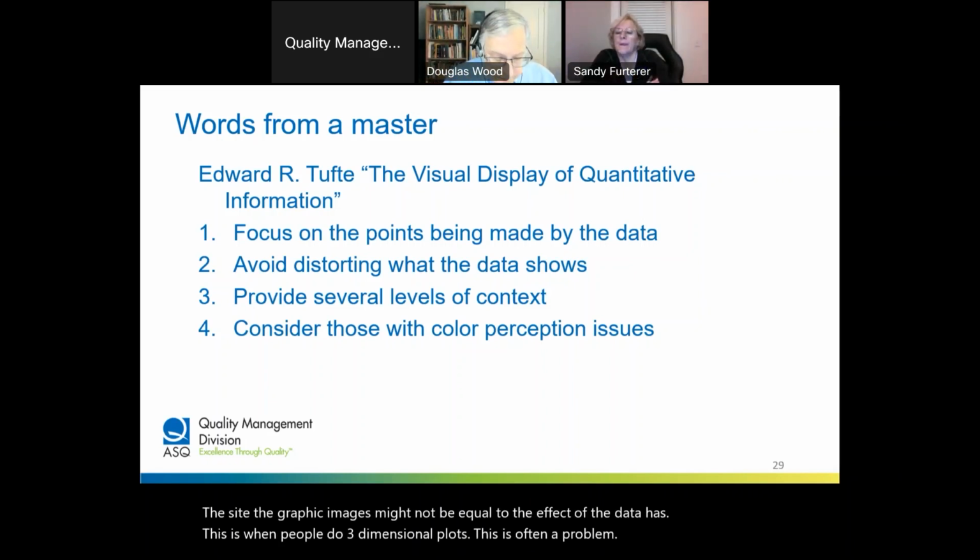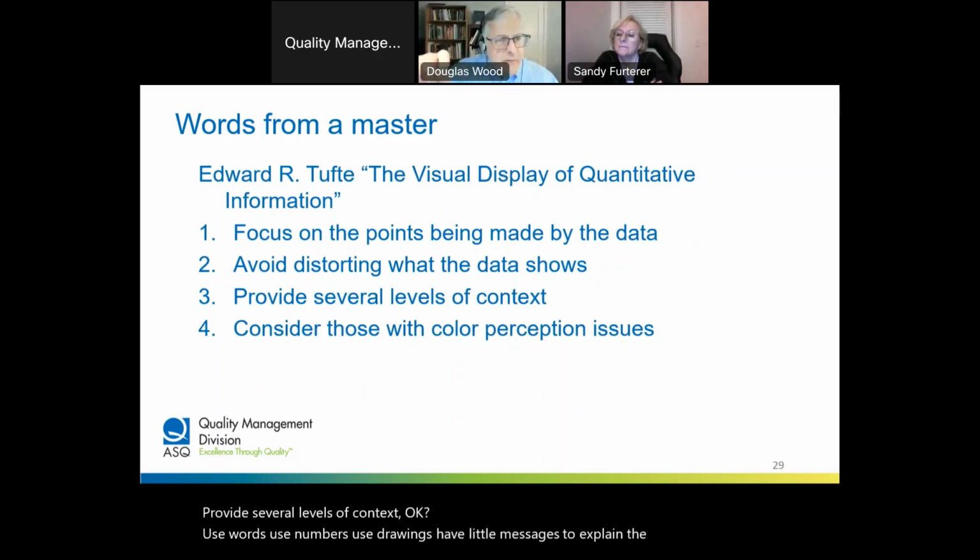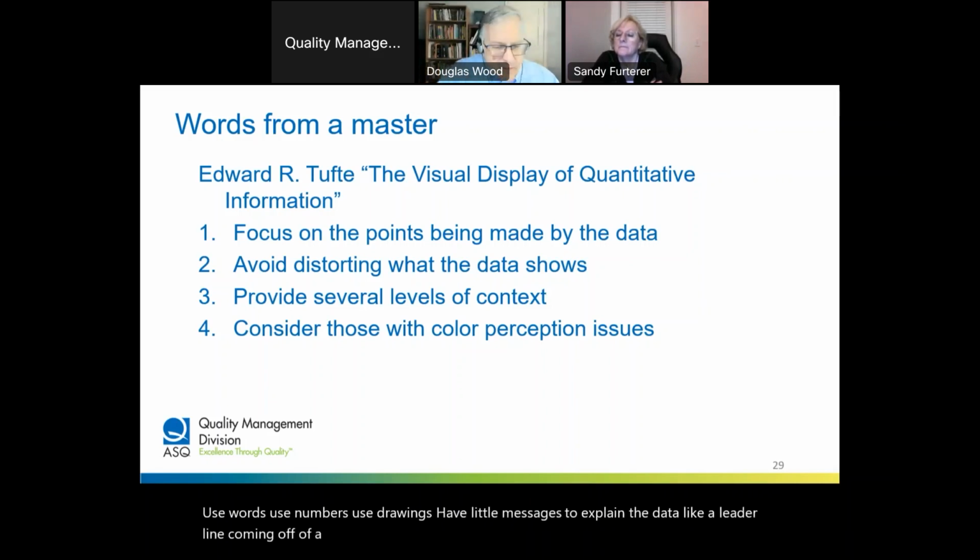Third, he says, provide several levels of context, okay? Use words, use numbers, use drawings. Have little messages to explain the data, like a leader line coming off of a chart and have some text out there to say, this is what happened here.